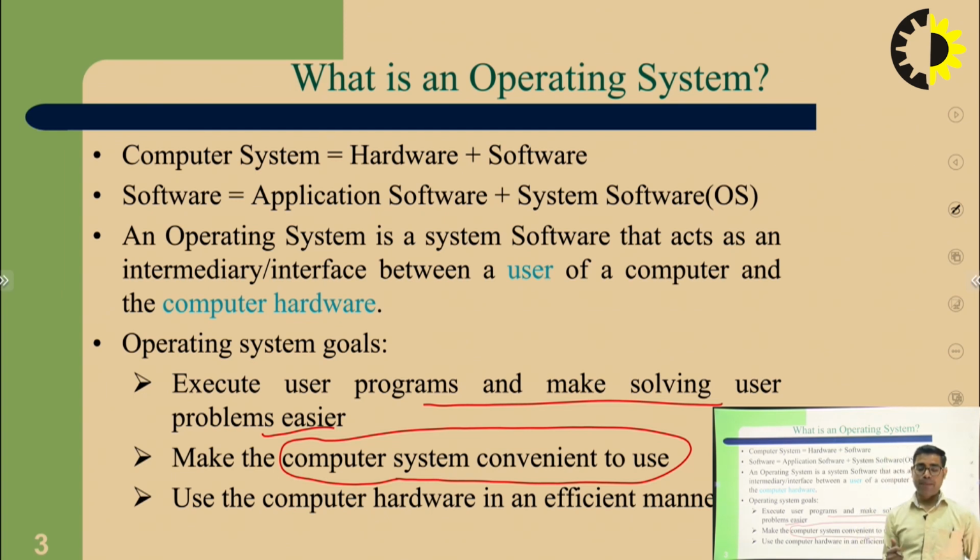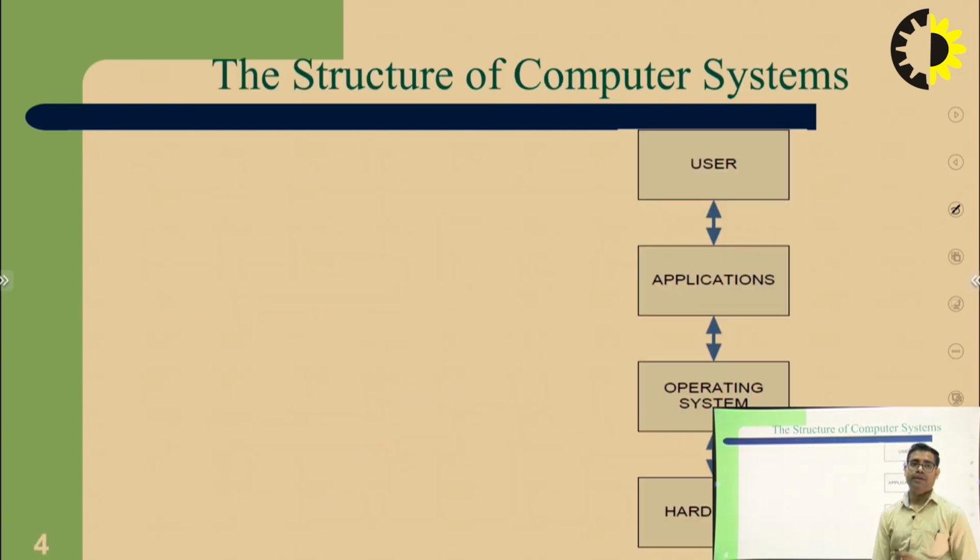So the second primary goal of the operating system is to make the system convenient, and the secondary goal of the operating system is to use the computer hardware in an efficient manner. It is the responsibility of the operating system to provide the use of different hardware in an efficient manner. So these are the main primary as well as the secondary goals of an operating system.